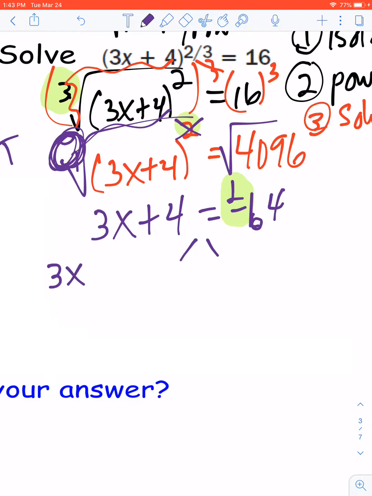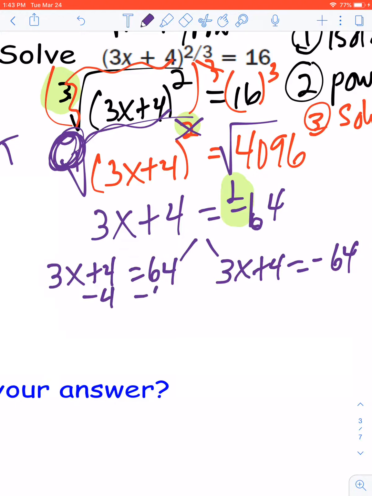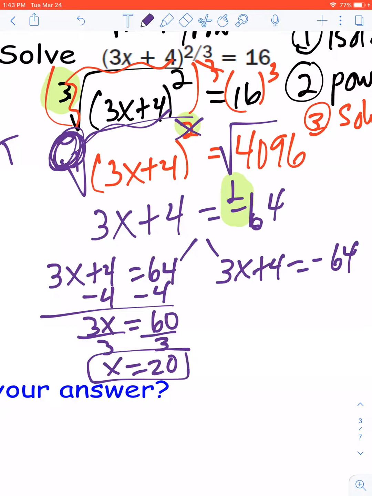So again, whenever you are taking an even root, you have to get the plus or minus. So this breaks down into 3x plus 4 equals a positive 64, and 3x plus 4 equals a negative 64. Now I can solve. I'm going to subtract 4 from both sides. 3x is equal to 60. Divide both sides by 3. So one solution possibly is x equals 20.